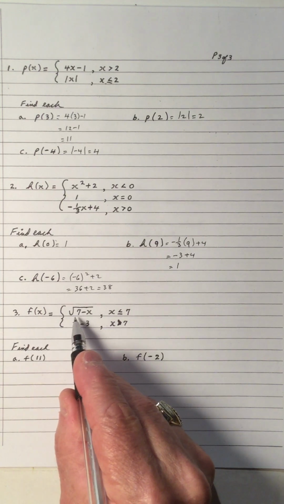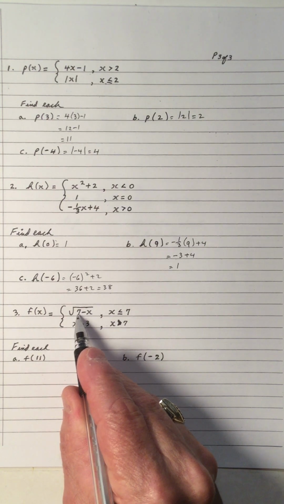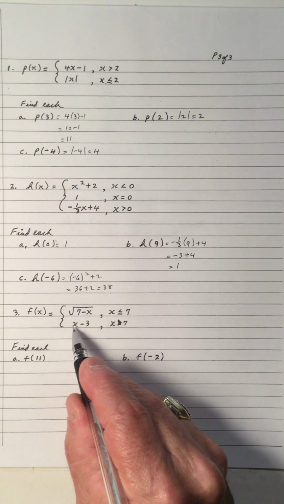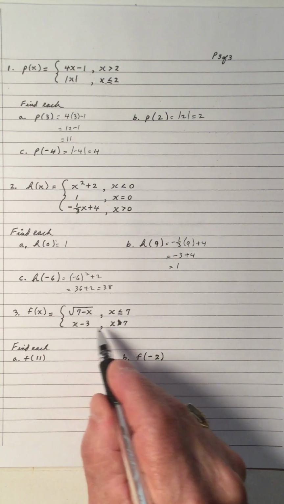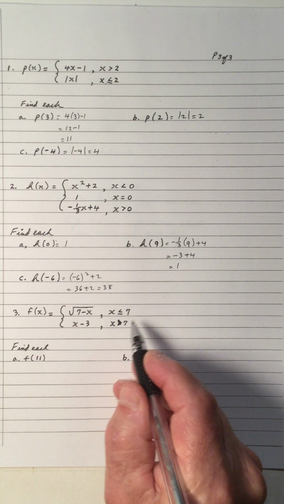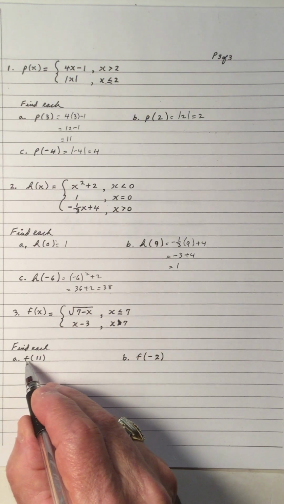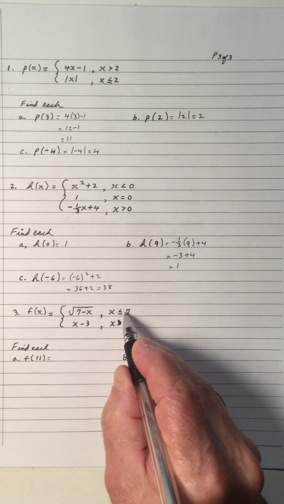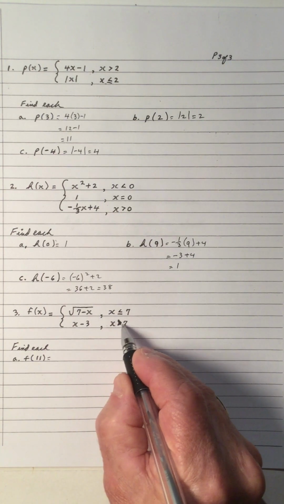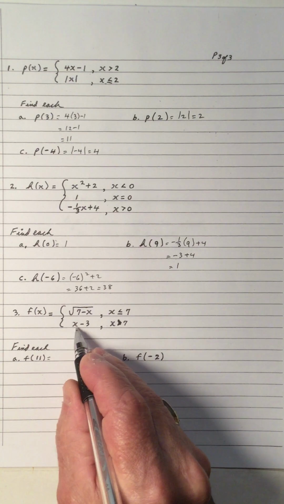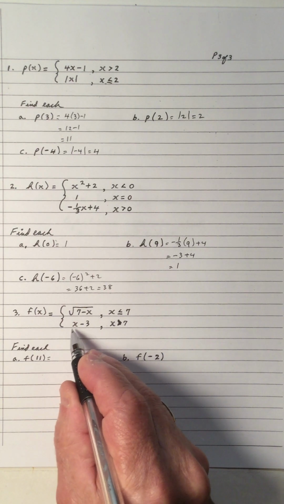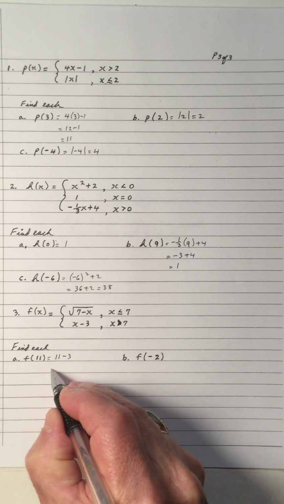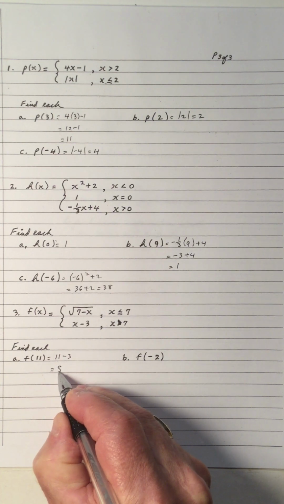And we have another one. f of x equals the square root of 7 minus x when x is less than or equal to 7. And it's x minus 3 when x is greater than 7. So what about the f of 11? Is 11 less than or equal to 7? Nope, 11 fits here, greater than 7. So it goes into x minus 3. So 11 goes in place of x right here, minus 3. And 11 minus 3 is 8.